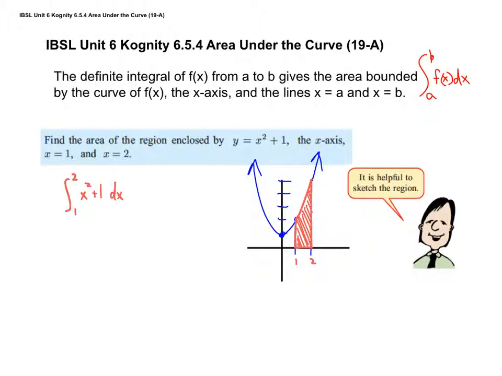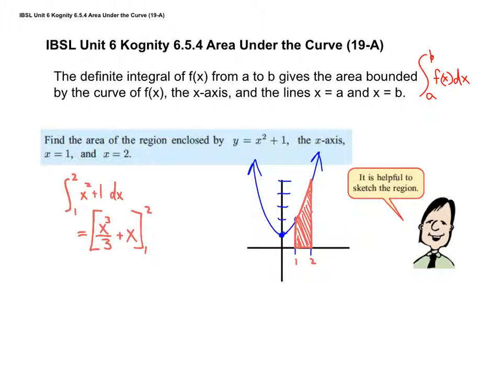Okay? So, first of all, I need the antiderivative. What's the antiderivative of x squared? 1/3 x to the third, okay? Or x to the third over 3. And what's the antiderivative of 1? x, okay? So it's x to the third over 3 plus x. And then here I have to evaluate this from 1 to 2.